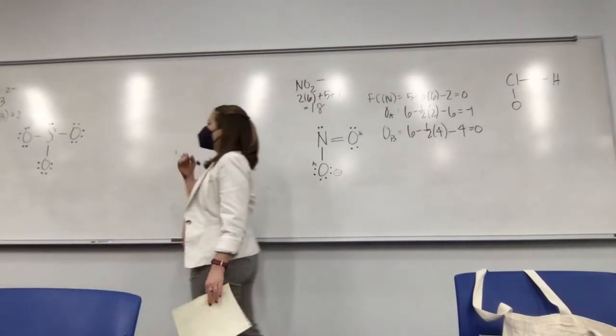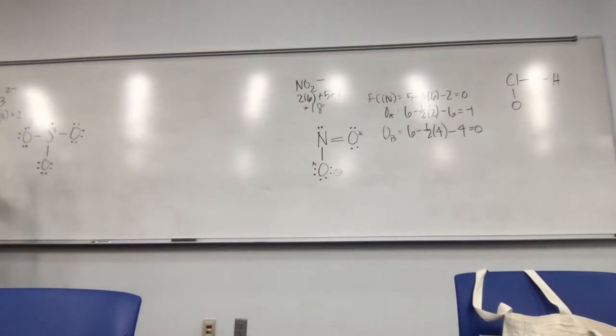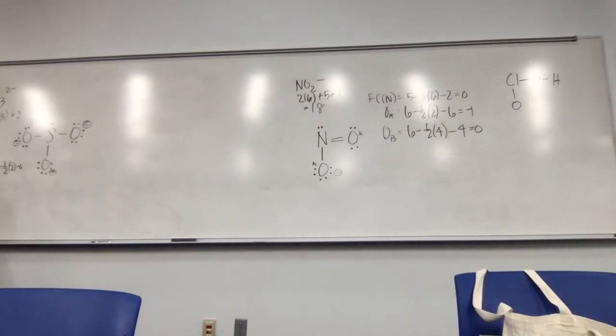So from here we can calculate the formal charges. All of these oxygens are the same, so the formal charge of oxygen is 6 minus half of 2 minus 6. So these all have a negative charge on them. Sulfur is also 6, but it's minus half of 6 minus 2, which gives you a plus charge. So here is a structure.